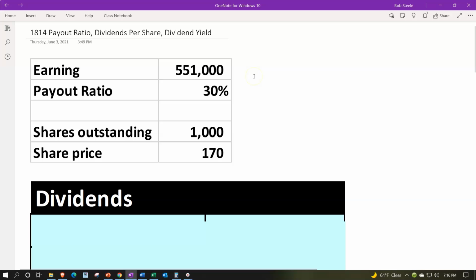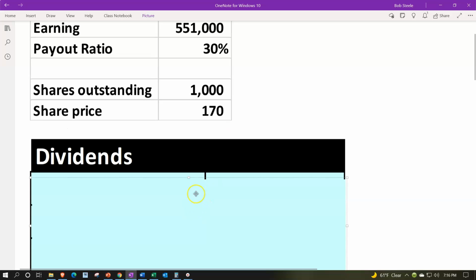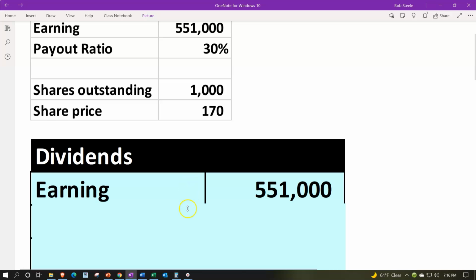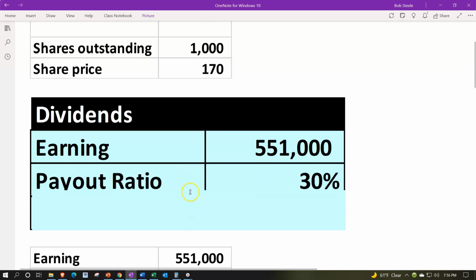So if this is our 551 in terms of the earnings, basically the net income, and we know the payout ratio is 30%, then we can think about how much was paid out. When we talk about paid out, we mean paid out in the form of dividends. Dividends that are paid out to the owners, to the shareholders, of the current profit or net income. So we got the earnings of the 551 and the payout ratio at 30%.